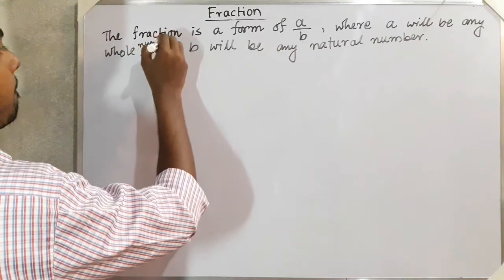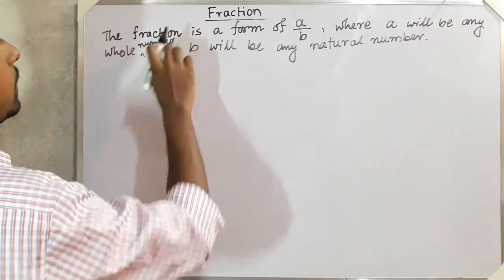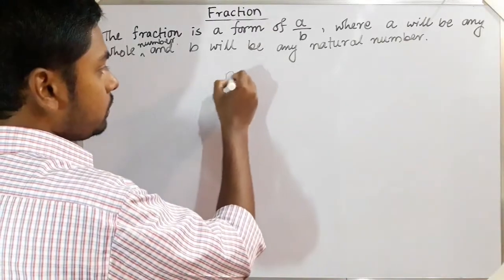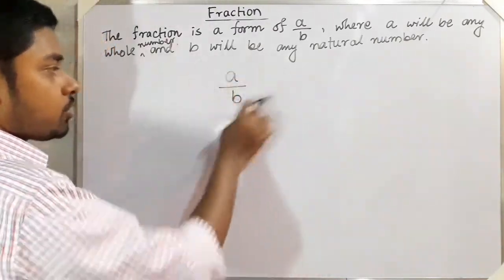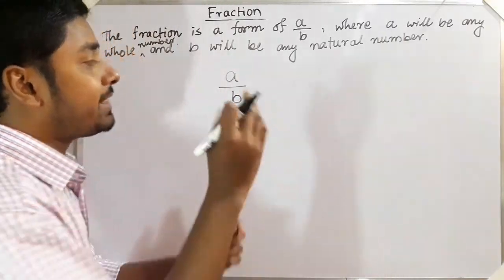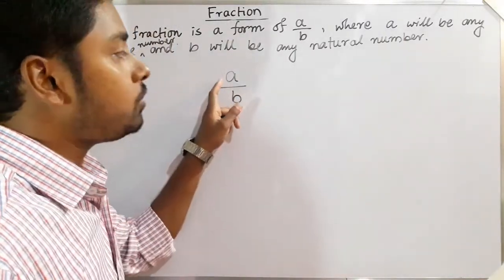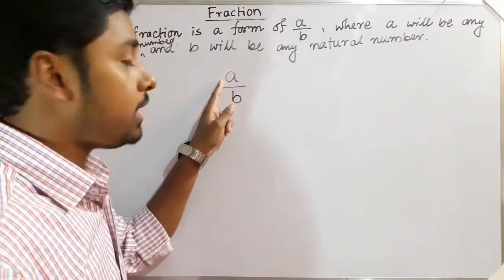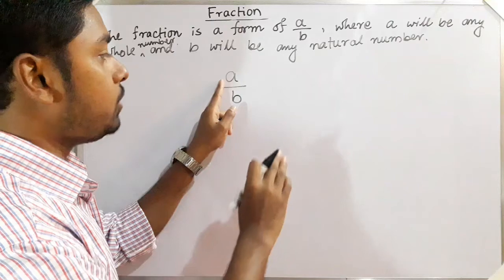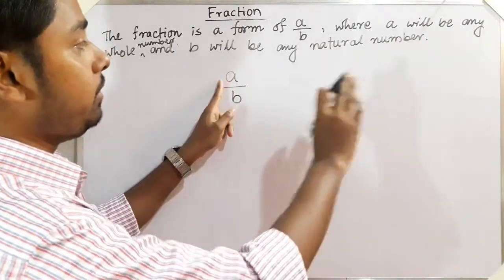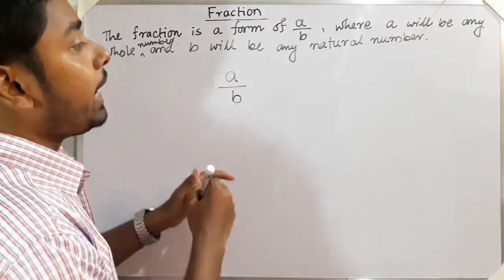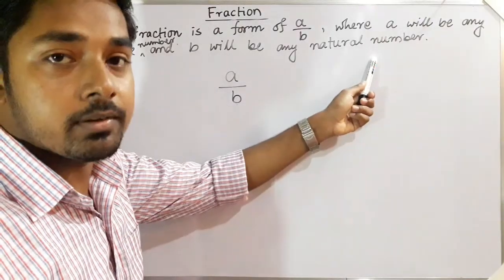Okay, a by b, this is called a fraction, and wherever a will be any whole number, that means the value of a will be any whole number and the value of b will be any natural number.